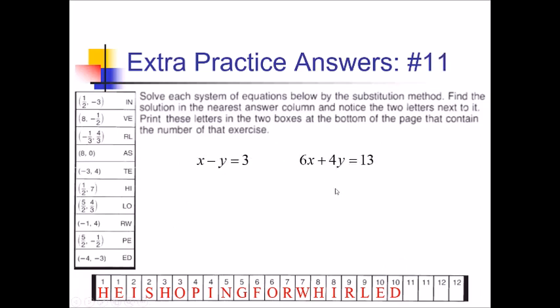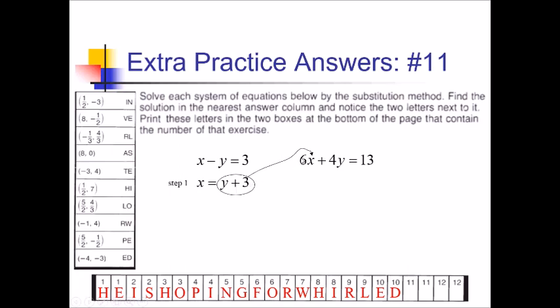On this problem, if I want to use substitution, let me get a variable by itself. I'm thinking I should tackle one of the variables in this first equation. If I just add y to the other side here, I can get x by itself pretty quickly. So I can write x equals y plus 3, or 3 plus y. Now I can replace the x in the second equation with the y plus 3 that we said x equals over here.